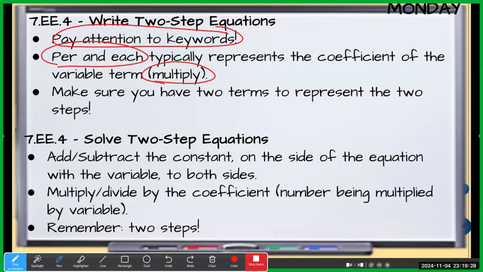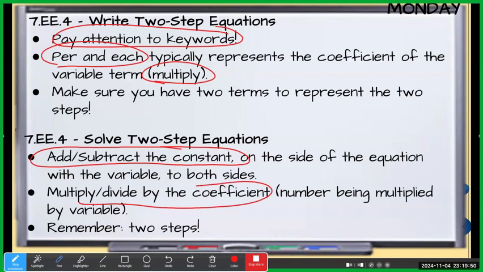So if it's a 2-step equation, how many steps I need? 2. If it's a 1-step, how many steps I need? 1. If it's 3 steps, how many steps I need? 3. Make sure we can clearly see the 2 steps or however many steps that we need. Solving, you definitely need these in your notes. I'm gonna circle just the pieces that you need.